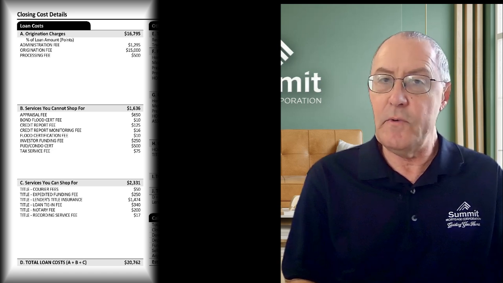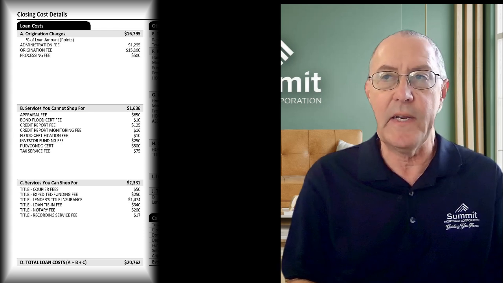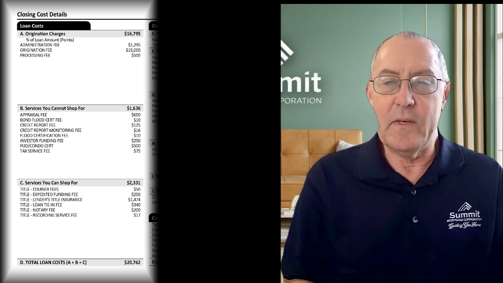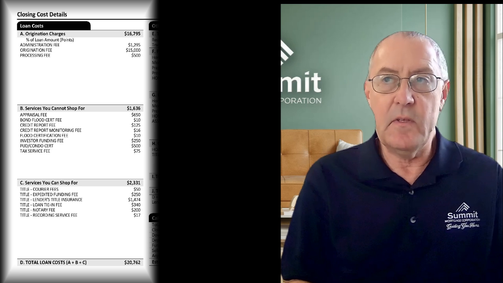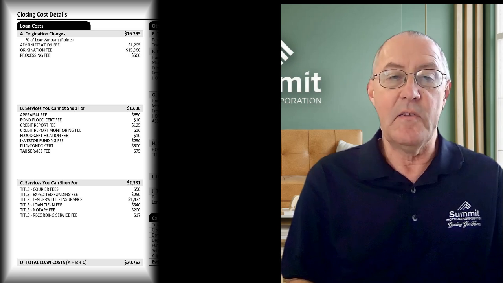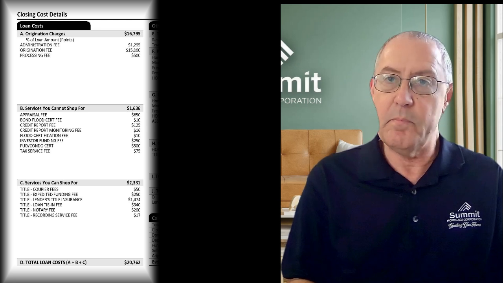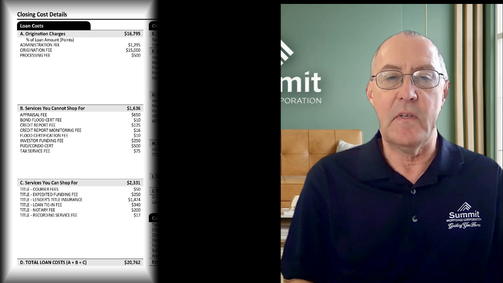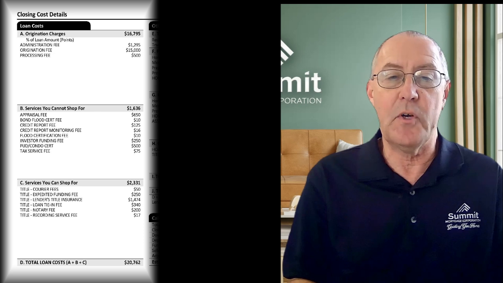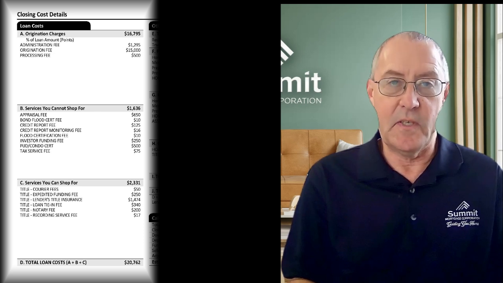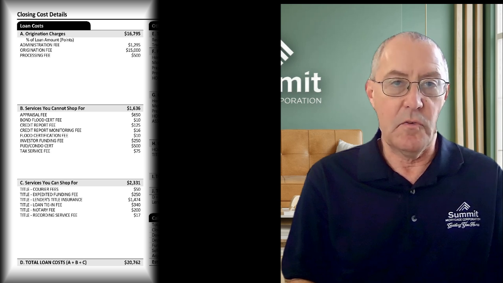Section C, services you can shop for. Now, these are typically title and escrow services. You do have the right to specify what title and escrow service you want used, so you can shop for these, but this is an estimate based upon the lender's choice or the seller's choice of the title and escrow company, but you can shop for these. Now, at the very bottom, total loan costs, A plus B plus C, right? Those are your loan origination and closing costs.